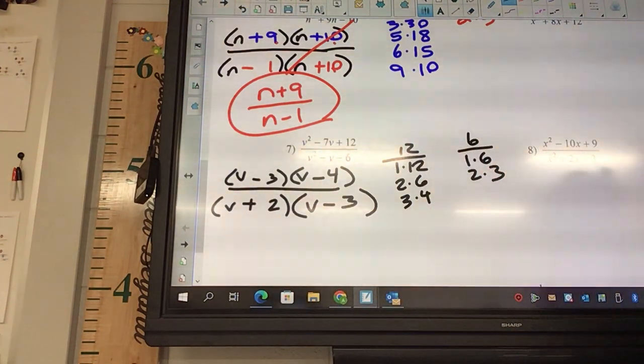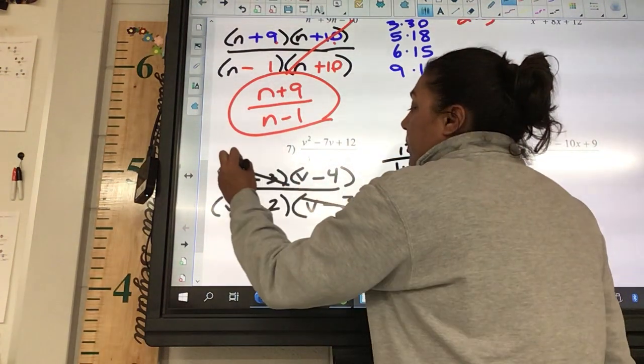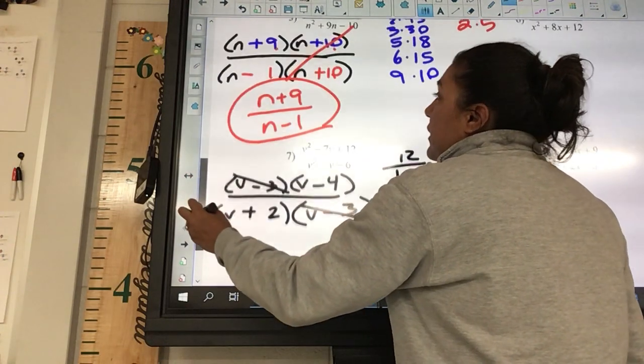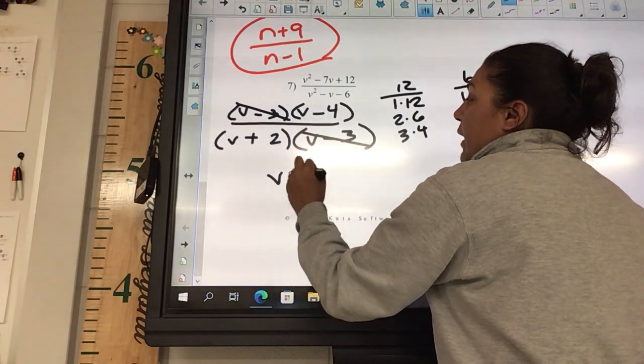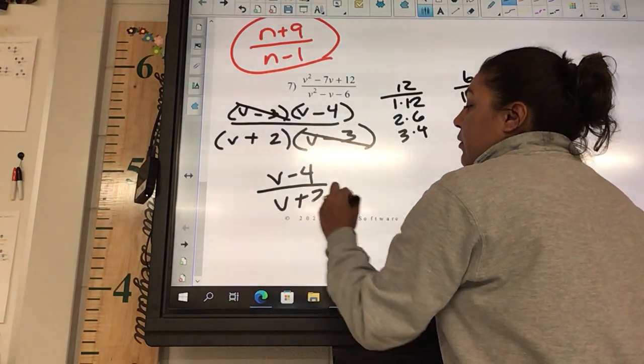Okay, so what can I cancel? The V minus 3s. Yep, you can cross. It's the same if they're up and down or crossways. It doesn't matter. So I got V minus 4 over V plus 2.